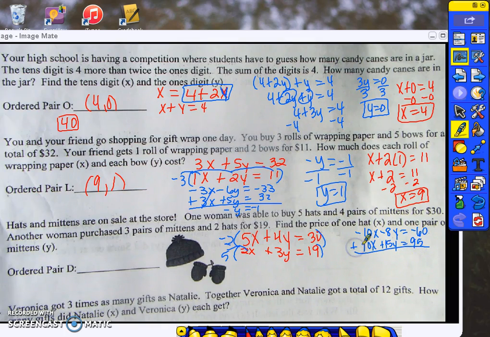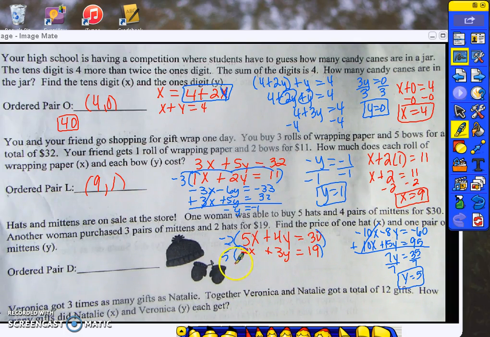Combine like terms: negative 10x plus 10x cancels itself out. Negative 8y plus 15y is 7y. Negative 60 plus 95 is 35. Divide by 7 on both sides, and y is 5. So the mittens cost $5.